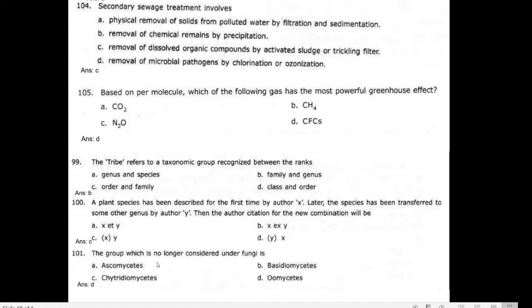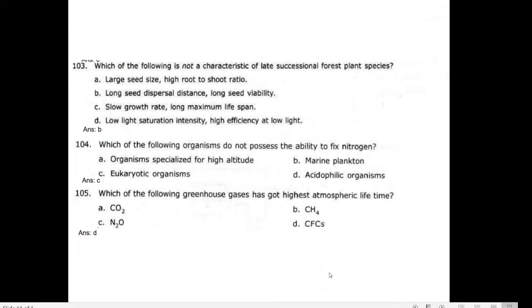The group which is no longer considered under the fungi is the Oomycetes. Oomycetes are not in the fungi. So the fungi are the Ascomycetes, Chytridiomycetes, and Basidiomycetes. Next question is, which of the following is not characteristic of late succession forest plant species?